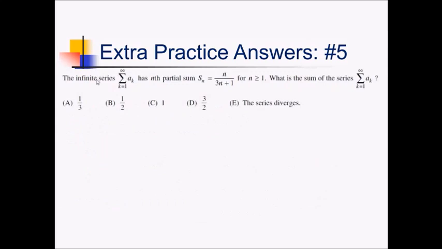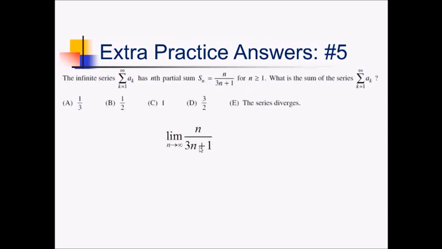On this problem, we're given an infinite series, and they're telling us that the nth partial sum of this series is n over 3n plus 1 for all n values greater than or equal to 1. Based off of that, they want to know the sum of the series from 1 to infinity. So they're telling you how to find the nth sum, and we want the infinite sum. That means we need to take the limit of this expression as n approaches infinity and see if we can get some kind of number out of this.